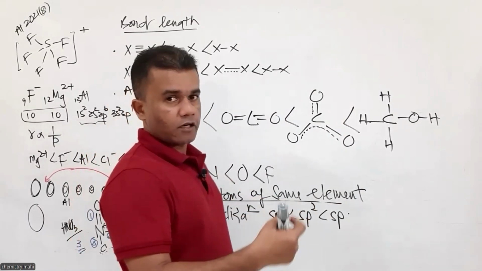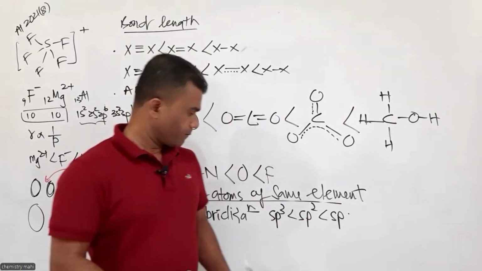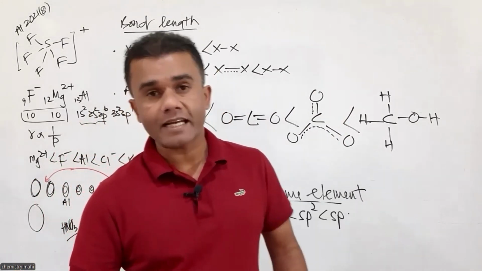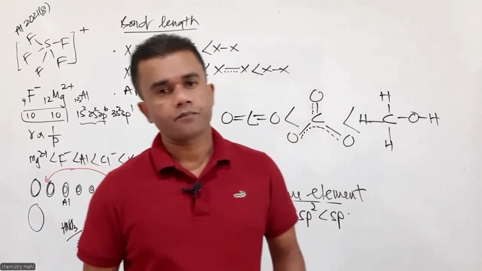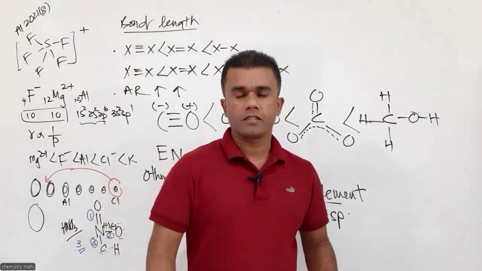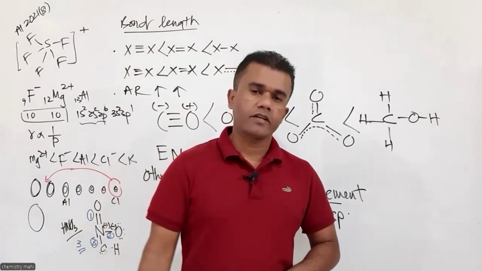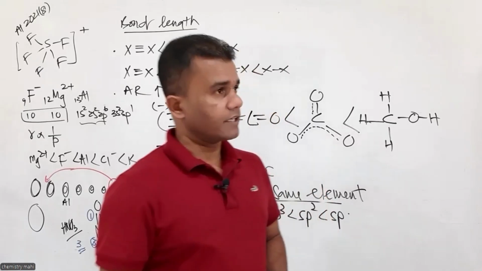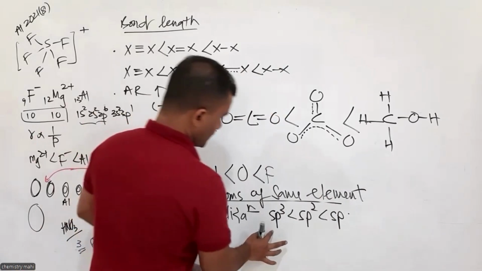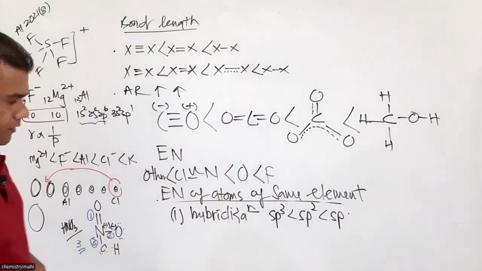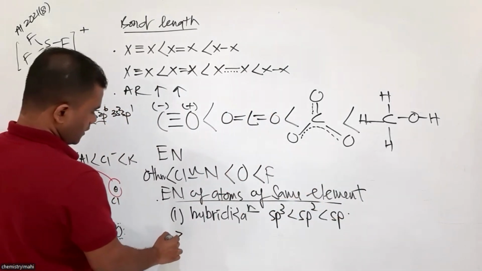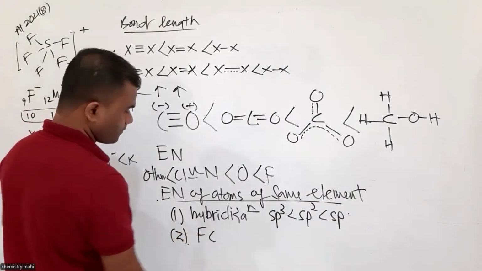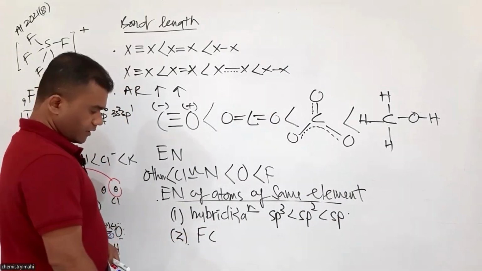We learn how to calculate it in the hybridization part. The s character increases, and the electronegativity of that atom also increases. Although it's the same atom, same element, the electronegativity is not always equal. If the hybridization is different, definitely electronegativities are different. S character increases, electronegativity increases. That's the first thing. Second thing, you consider formal charge.